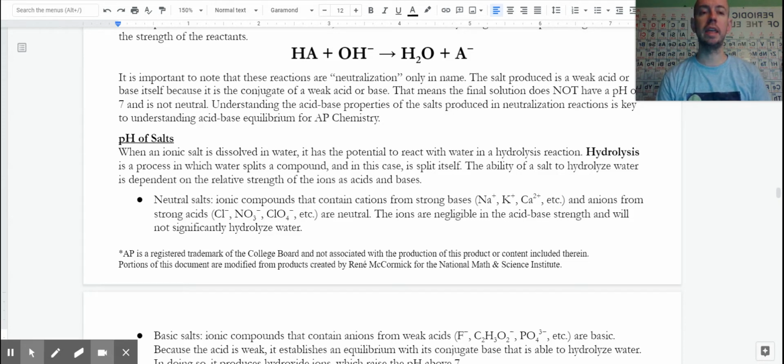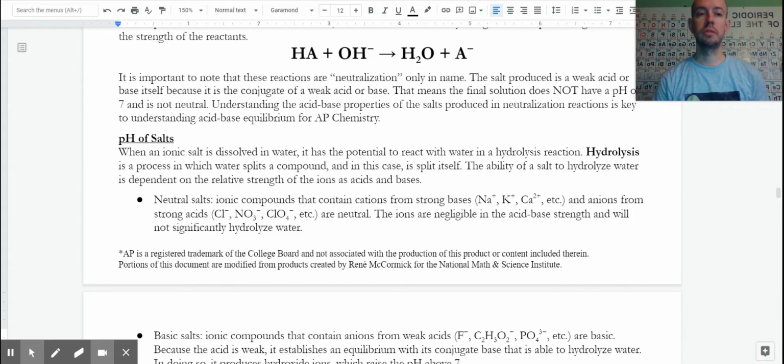So what we're looking at here is not our initial reactants, but the products that are made, or what's floating around in the water. We're focusing on the ionic salt and how that ionic salt reacts with the water. That reaction is often referred to as a hydrolysis reaction, and it's based upon the salt and what sort of ions the salt is made from.